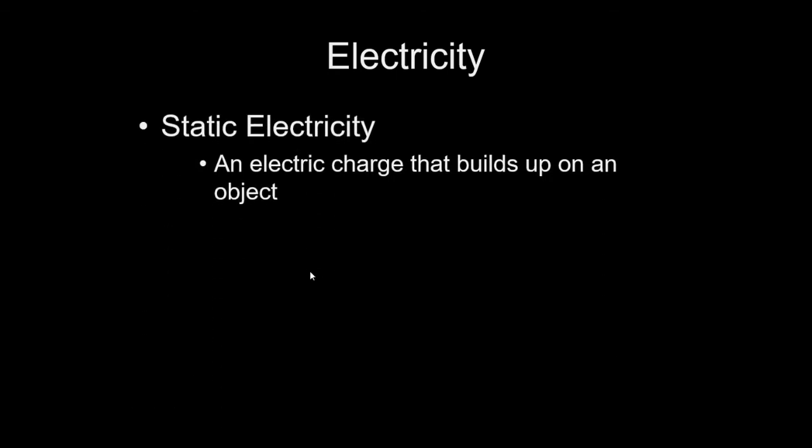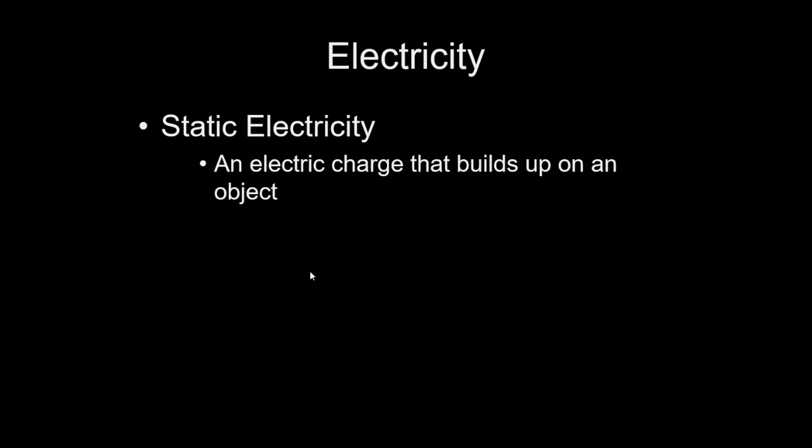Okay, you're going to write all this information down. There's just a couple of bullet points here. Electricity, static electricity is an electric charge that builds up on an object. Static electricity is the buildup of an electrical charge on the surface of an object. It's called static because the charges remain in one area rather than moving or flowing to another area.